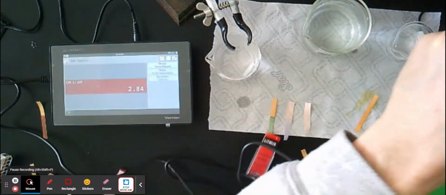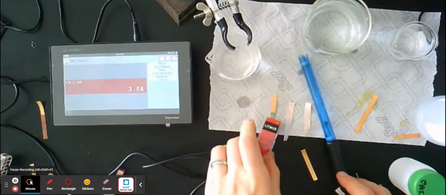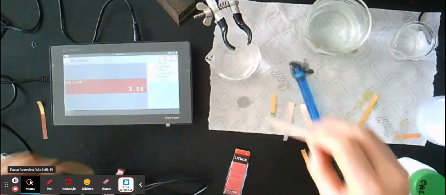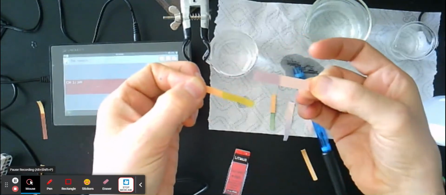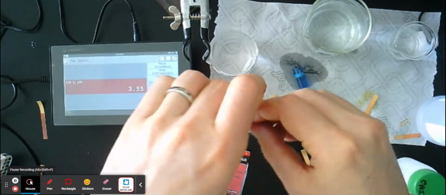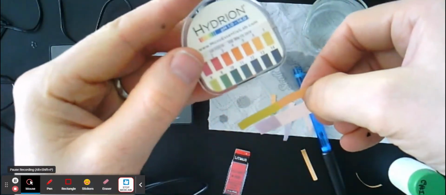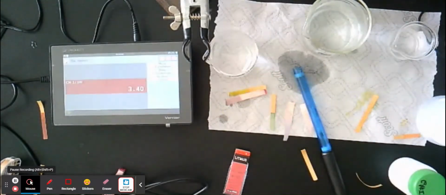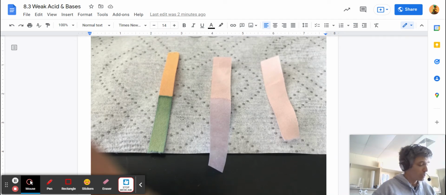Now, the curious thing is when I go to measure the sodium acetate, after cleaning off the pH meter, you can see that this is turning a light blue and that's turning a green. Here's sodium acetate. You can see the pH meter there below, and here is the pH paper. So this is turning green and that's turning blue. That means that sodium acetate is a base and acetic acid is an acid.